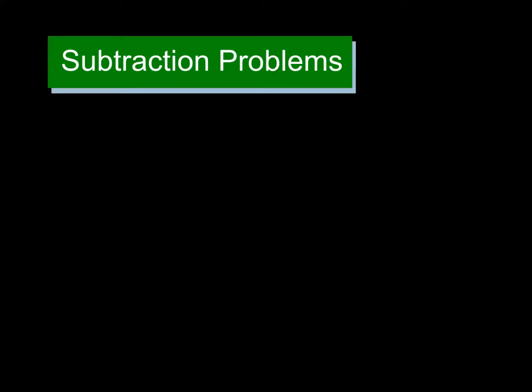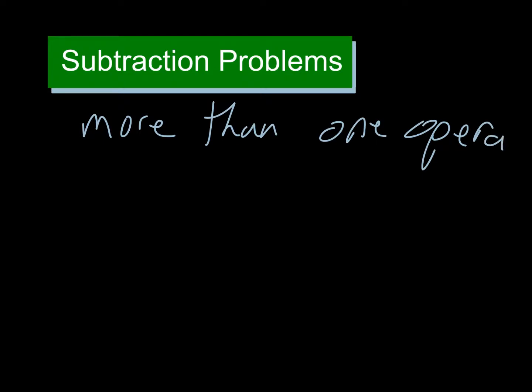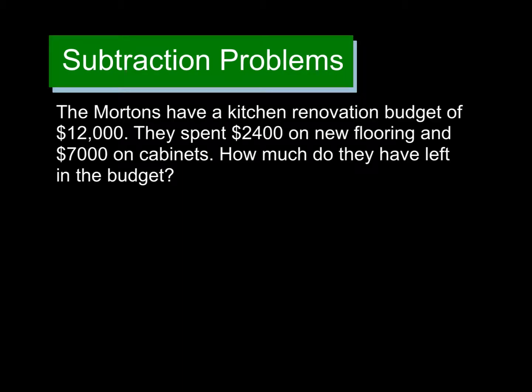Now keep in mind that sometimes when doing word problems, you need to do more than one operation. Not always, but sometimes. So, for example, the Mortons have a kitchen renovation budget of $12,000. They spent $2,400 on new flooring and $7,000 on cabinets. How much do they have left in the budget?